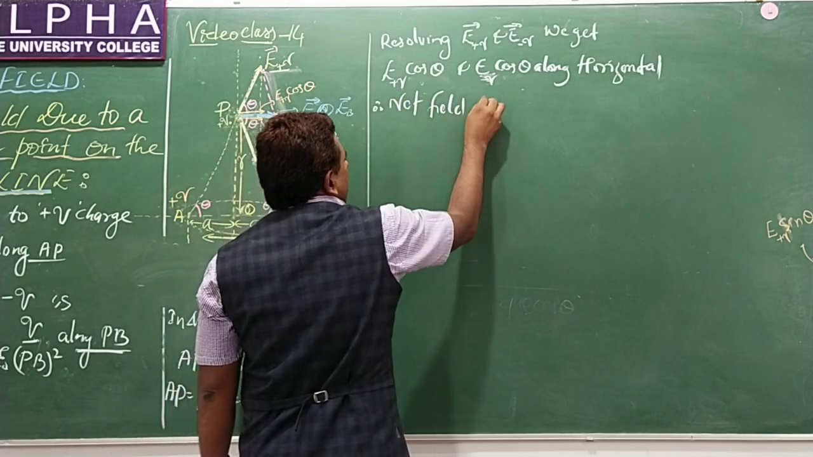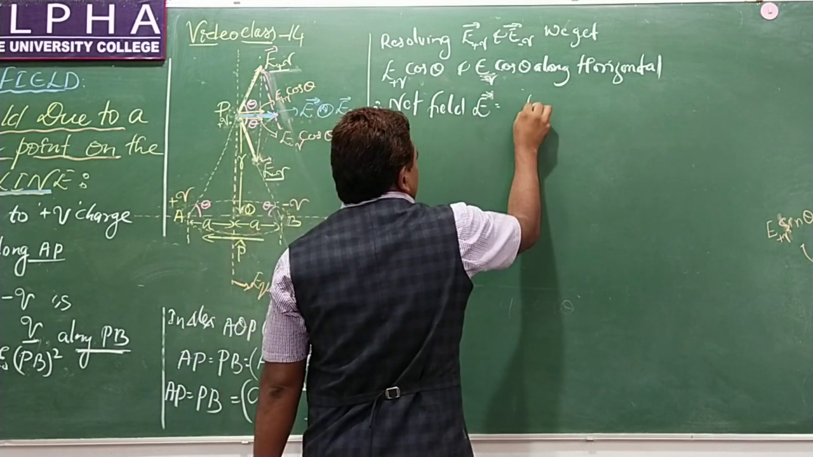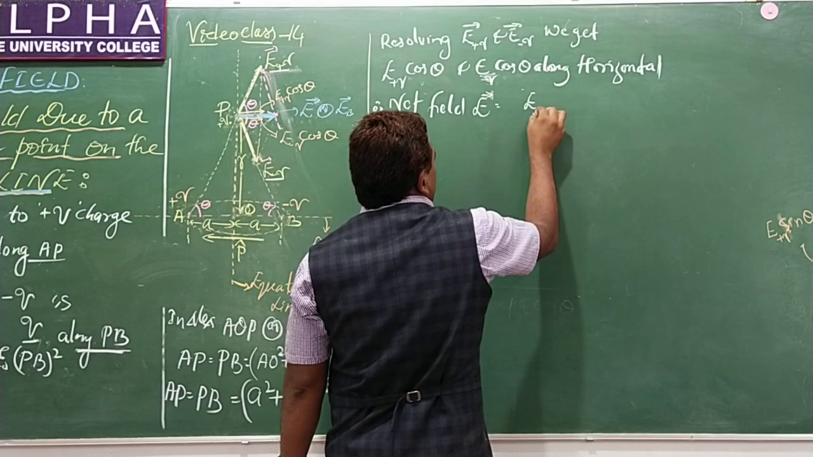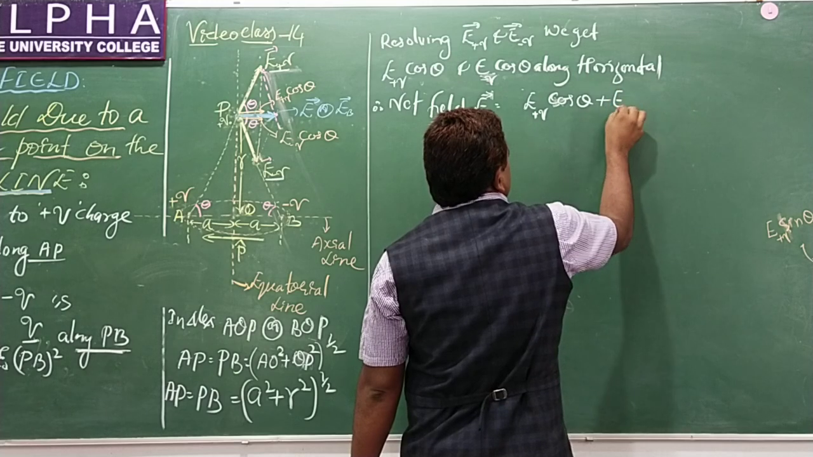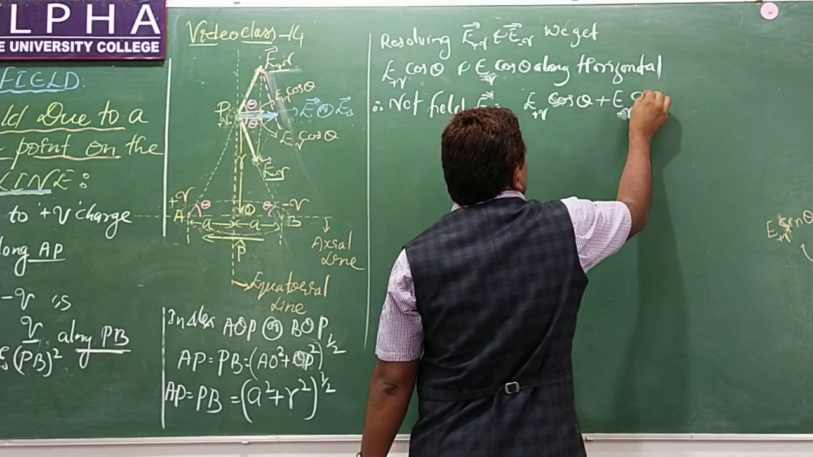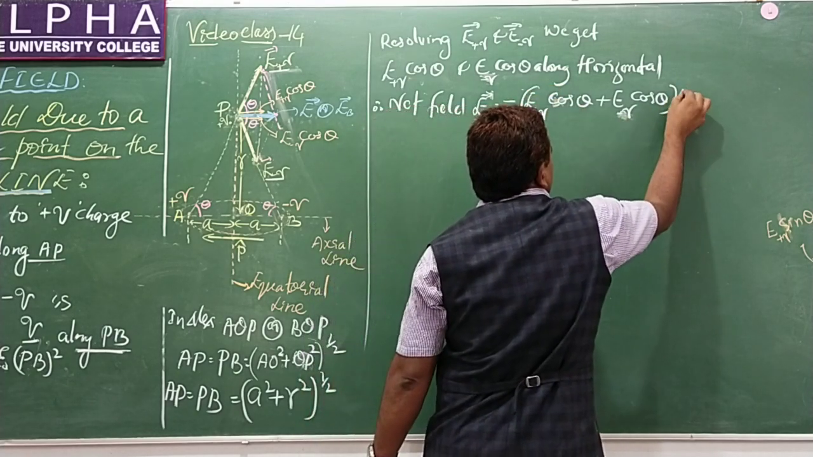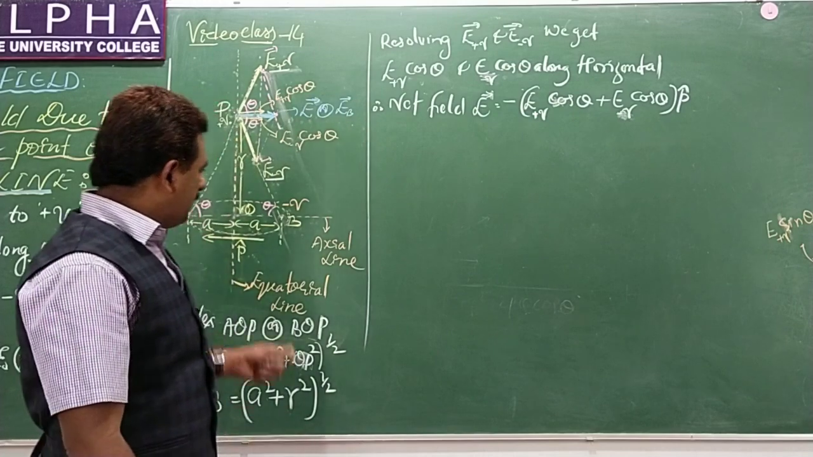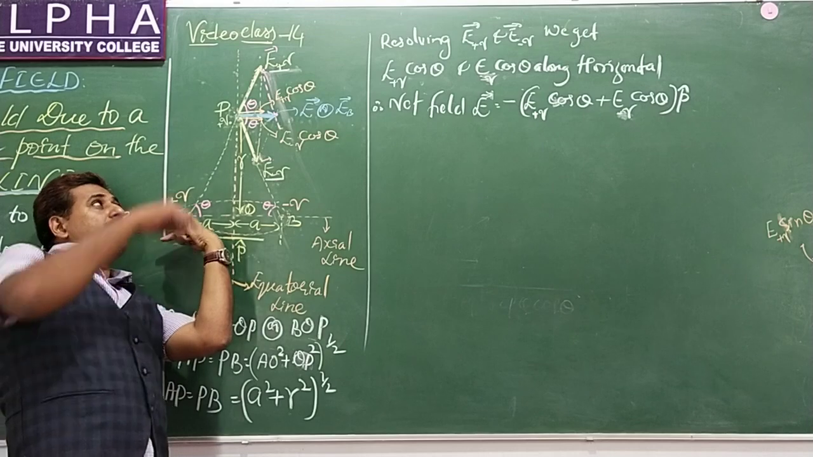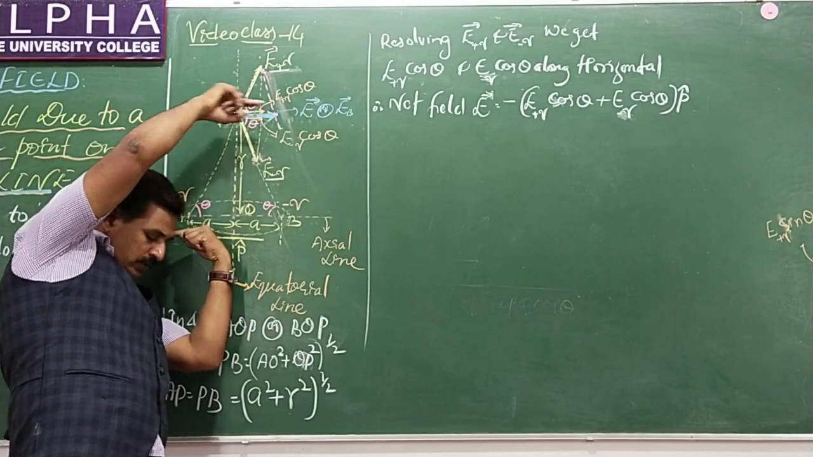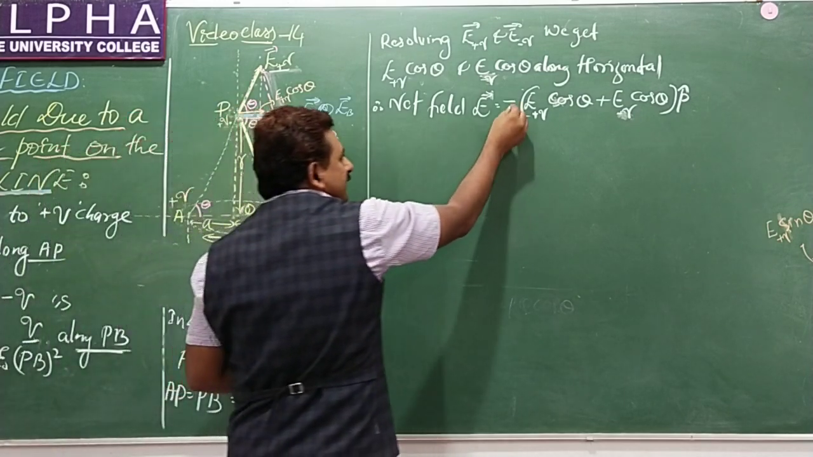net field, I'll write E equals the value E or EB. What is that? E plus Q cos theta, one value. The other one is E minus Q cos theta. Which direction? Minus P. Which direction? Minus P. What is P? P is from minus Q to plus Q. Look at my finger direction, like this. The direction of E plus Q and E minus Q are opposite, right? Like this. That's why these two are opposite. Opposite implies minus sign.